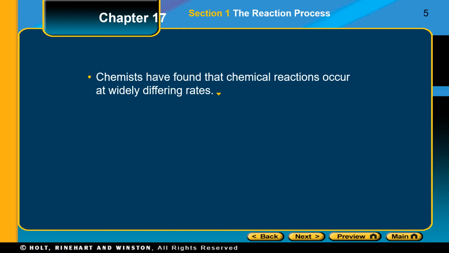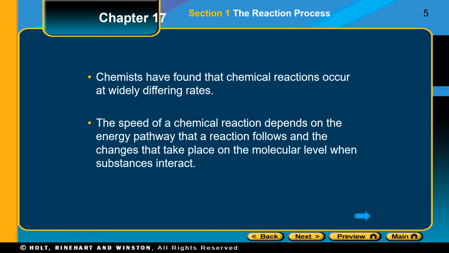Now, chemists have found that chemical reactions occur at widely differing rates. You have things that happen very slowly, like iron rusting, to the chemical reaction in dynamite going off. So we have just a very wide range of rates that these chemical reactions can occur at. Now, the speed of a chemical reaction depends on the energy pathway that a reaction follows. Now, we may not understand what that energy pathway is yet, but through the course of this chapter, hopefully we'll better understand that.